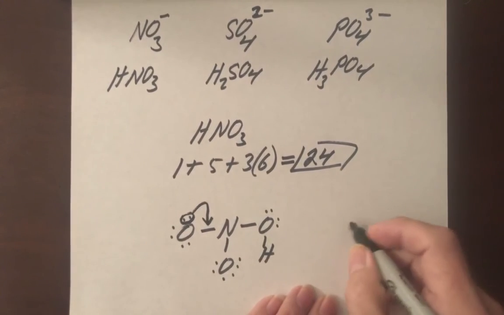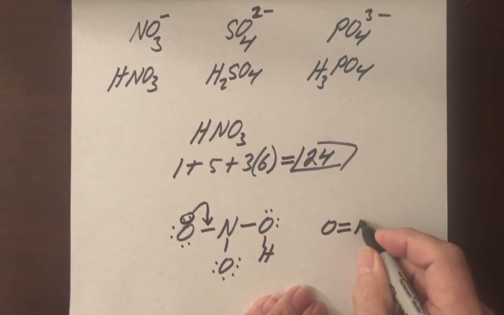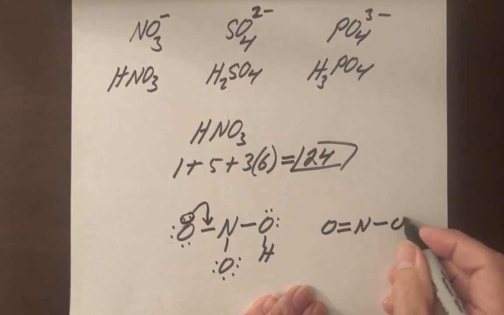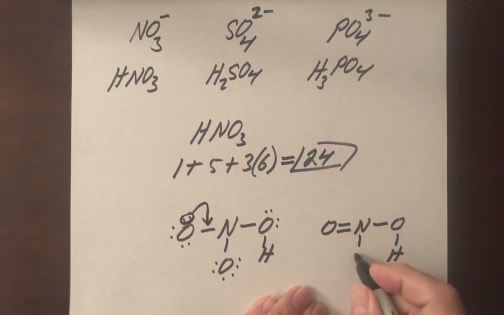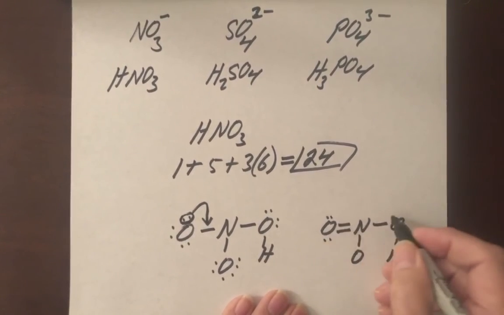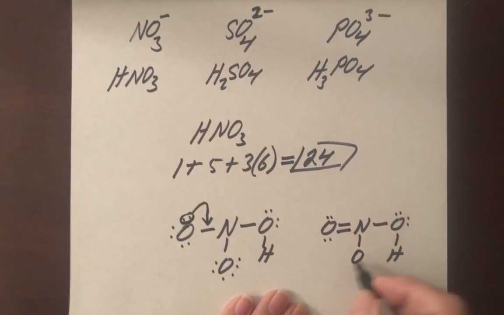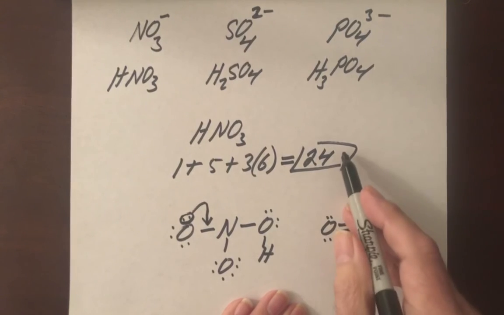And so rewriting it, I have a double bonded oxygen, a single bonded oxygen that has a hydrogen bonded to it, and then another oxygen, completing the octet for the oxygens. And that would be it. Every atom is surrounded by 8, except for hydrogen, and I've used exactly 24 electrons.